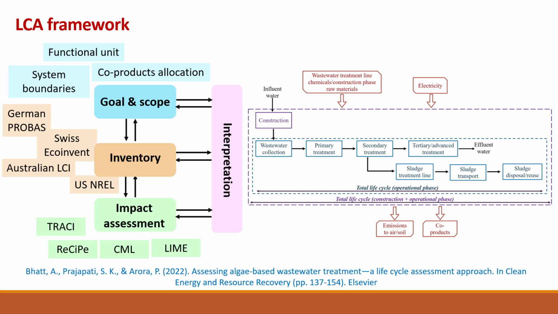After you have all the inflows and outflows for each step of your system boundary, we go to impact assessment. There are different methods like TRACI, ReCiPe or CML. These are just names of different methods. So what do we do? They help you to convert your inventory into an interpretable result.